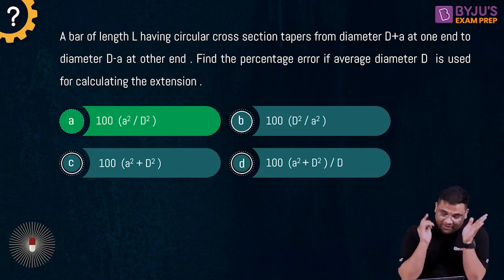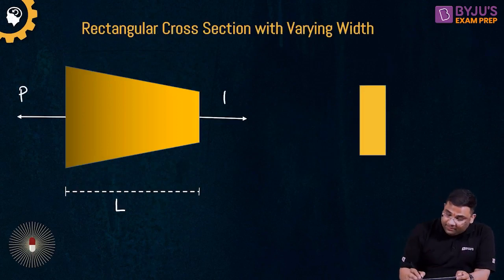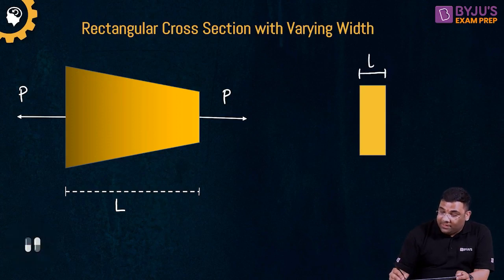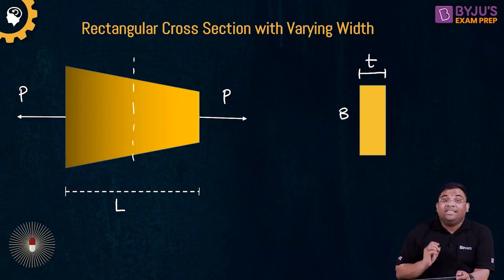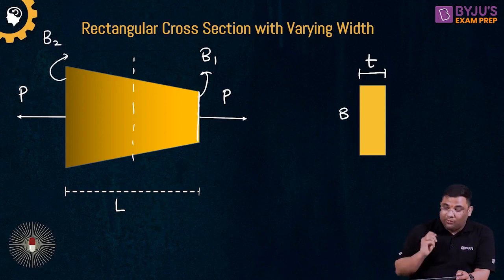circular cross section. If you have a rectangular cross section and the width is varying, you see this is having a rectangular cross section, with length L and load P. And this is the thickness of that particular rectangular bar. If you cut a cross section here, this is the thickness and this is the width, and this width is changing. Here it is B1, and here it is B2. Now how to find out the expression for this?